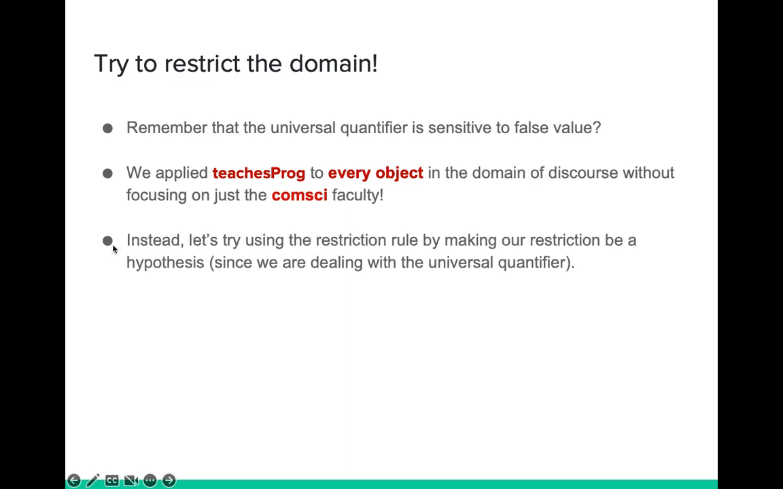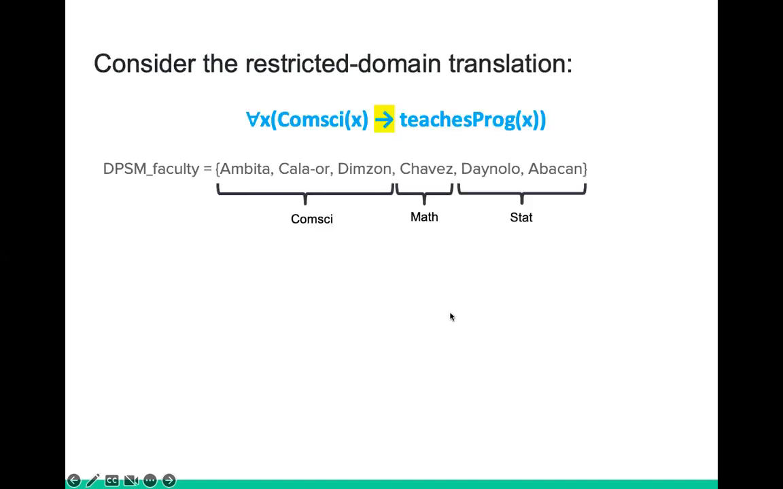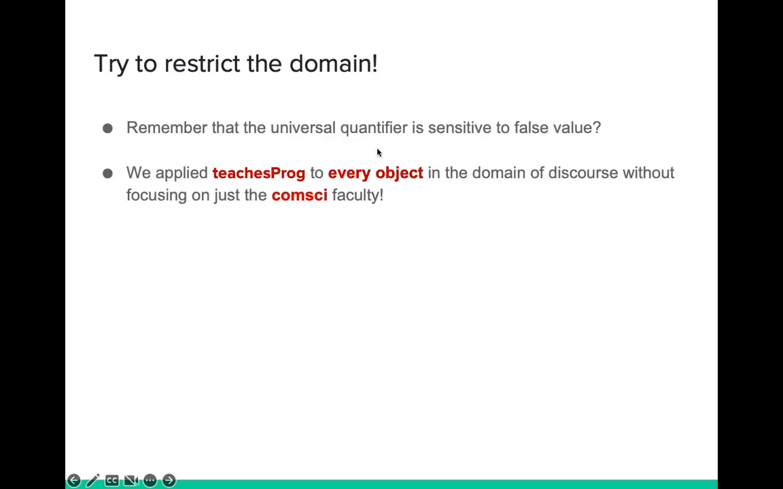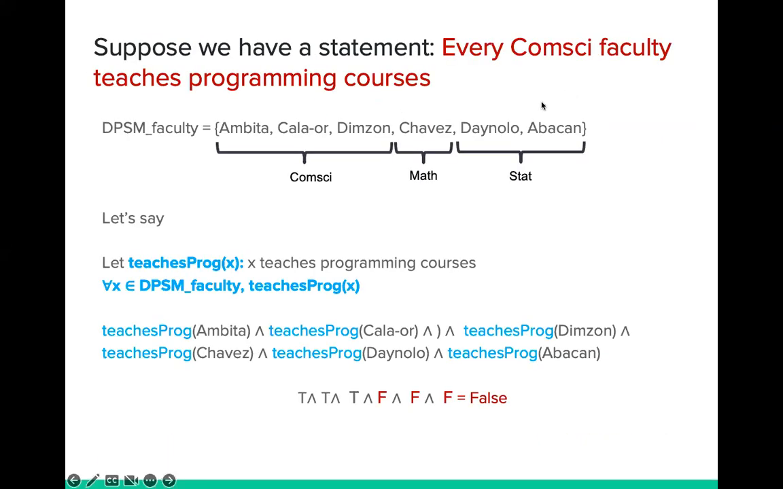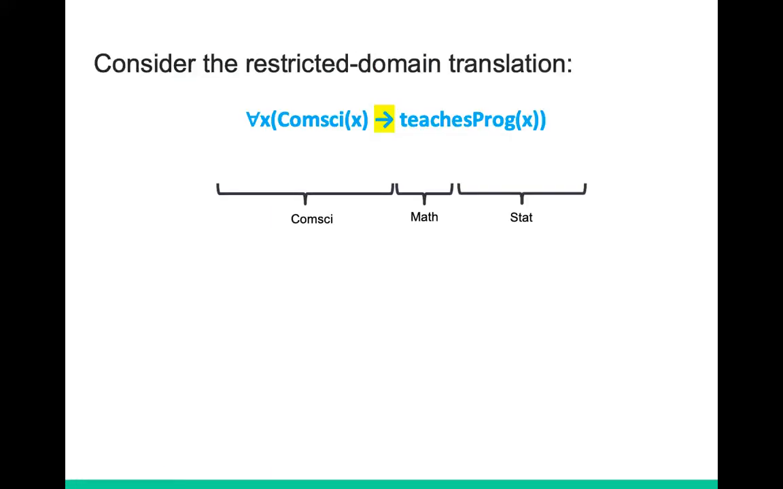So instead, we can implement a restriction rule such that we make a hypothesis, since, as I have mentioned, we are dealing with a universal quantifier. As you can see here, we have the restricted domain translation of the statement: every ComSci faculty teaches programming courses, and we can express it as: for all x, ComSci of x implies TeachesProg of x.